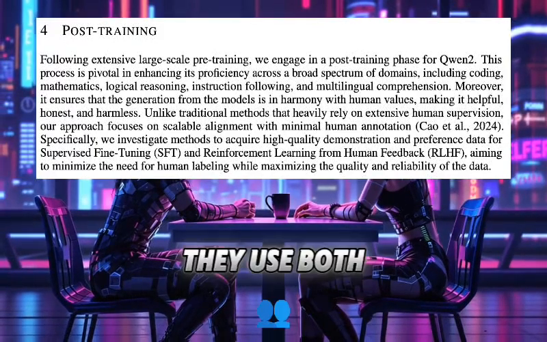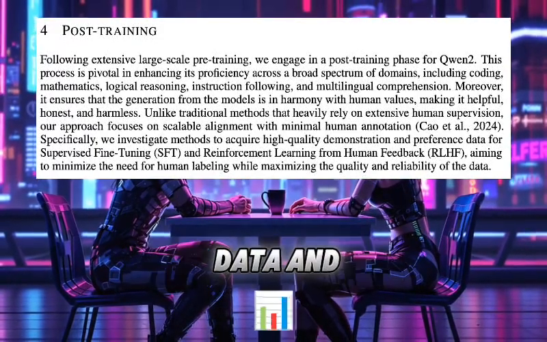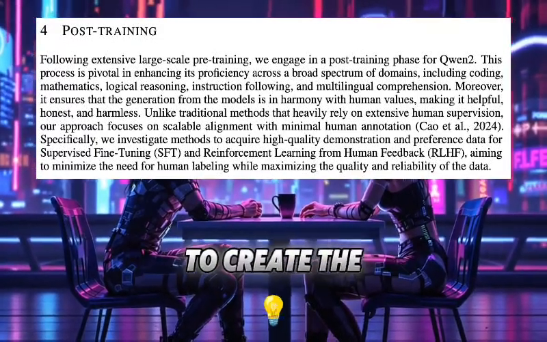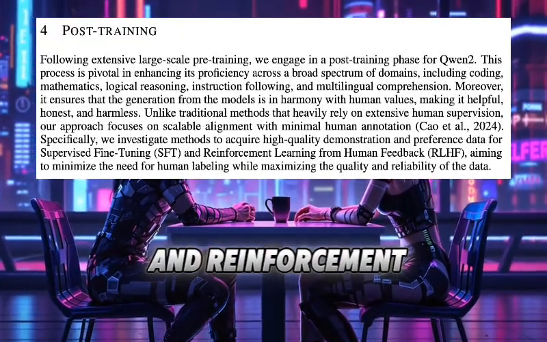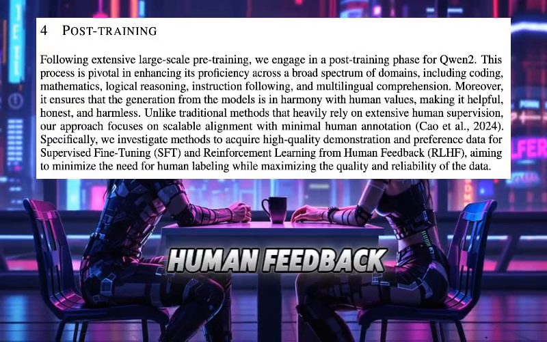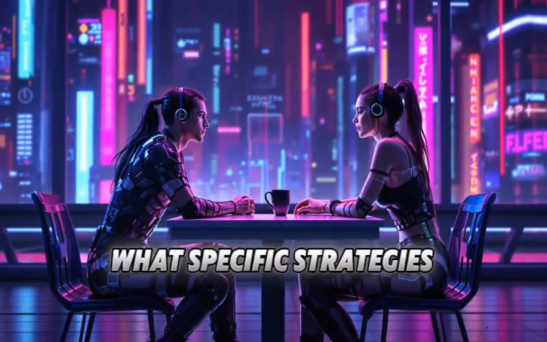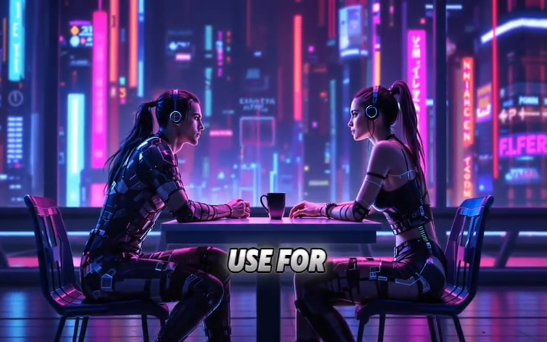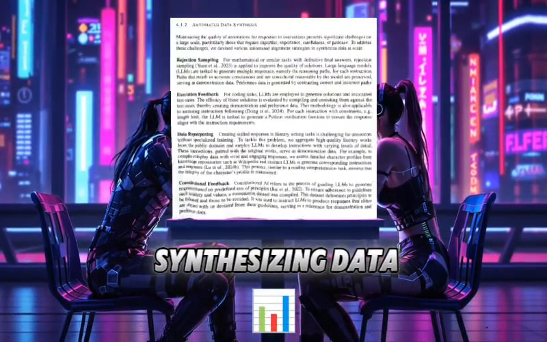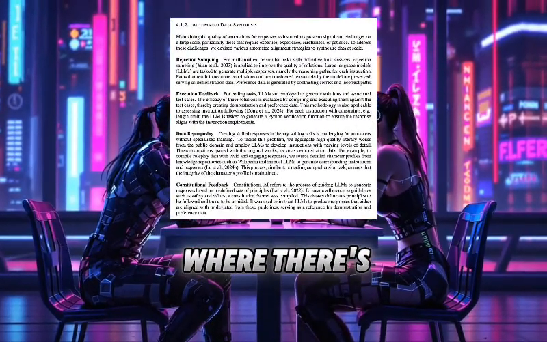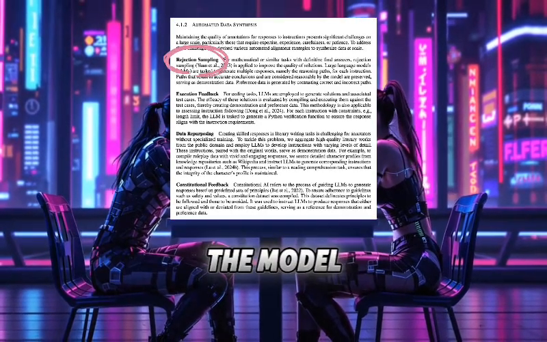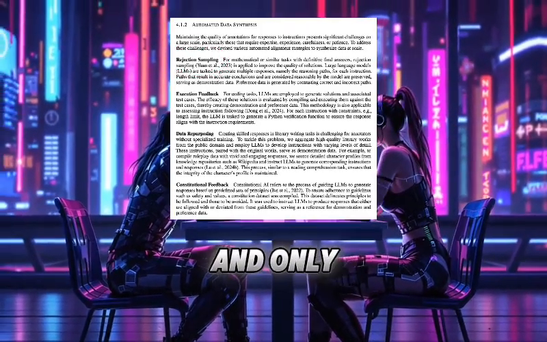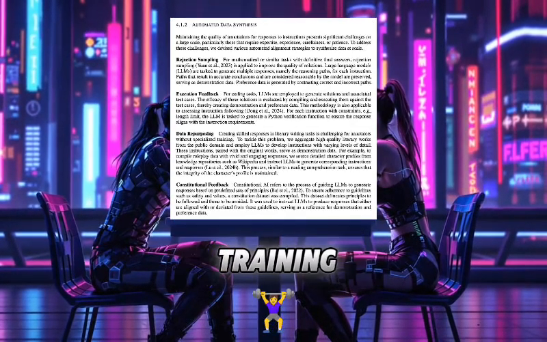They use both human-annotated data and automated methods to create the training data for supervised fine-tuning and reinforcement learning from human feedback. I'm fascinated by those automated methods. What specific strategies did they use for synthesizing data? Well, for things like mathematics, where there's a clear right answer, they used rejection sampling. The model generates a bunch of solutions, and only the correct ones are kept for training.